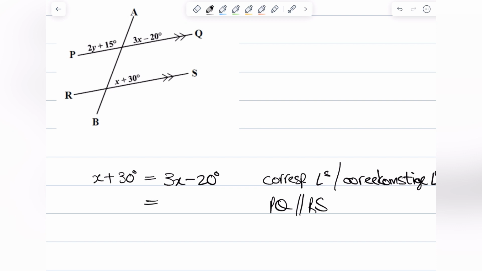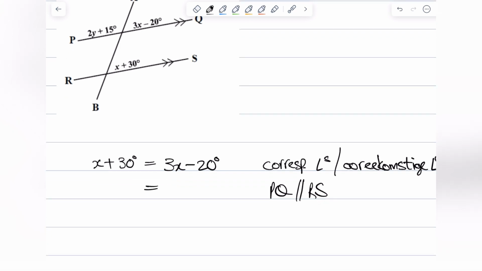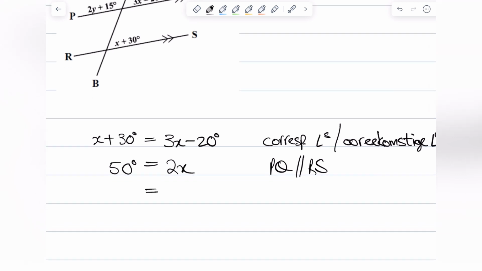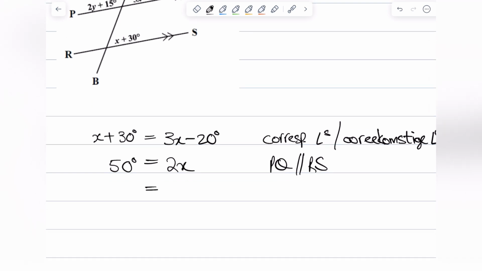And then I can just simplify and solve for x. Again, I'm going to choose to solve for x from the right-hand side, because I want to keep my terms positive immediately. So I'll subtract x from both sides. So 3x minus x will be 2x. And then I'm going to add 20 degrees to both sides. So that will be 30 plus 20, which gives me 50 degrees. Then solving for x, I need to divide by 2. So 2x divided by 2 is x. And then 50 degrees divided by 2 gives me 25 degrees. So x is equal to 25 degrees.